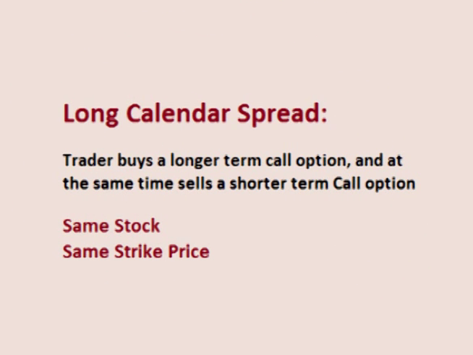To place a long calendar spread, a trader buys a longer term call option on a stock, for instance a call option that expires in 2 months, and at the same time sells a shorter term call option with the same strike price on the same stock, for instance a call option that expires in 1 month. Usually a strike price that is at the money or slightly out of the money is used.